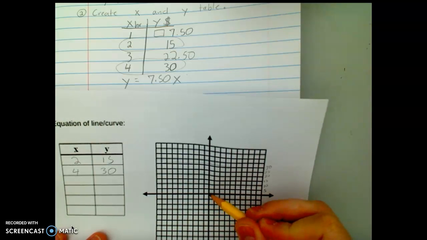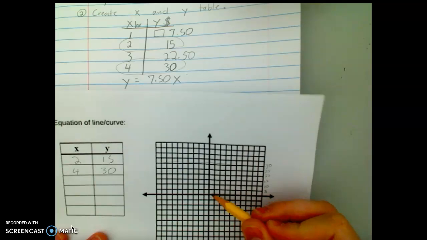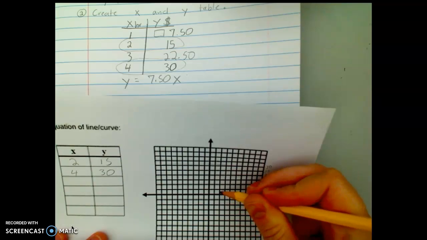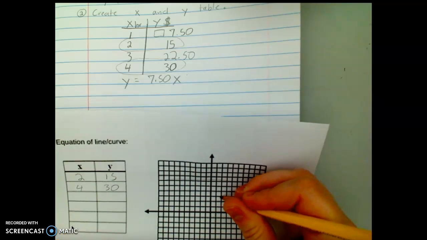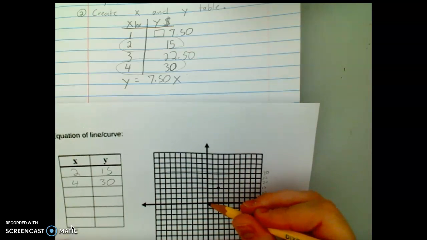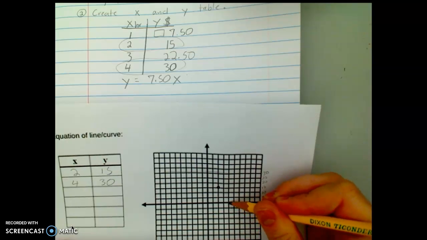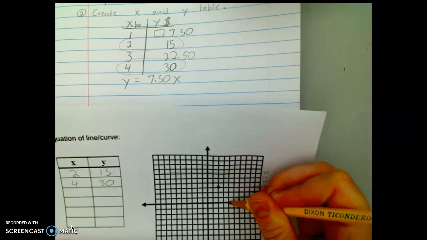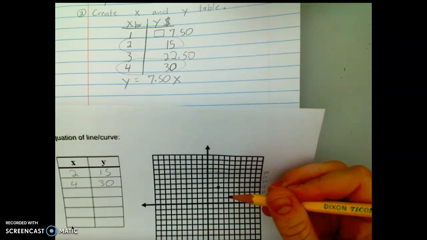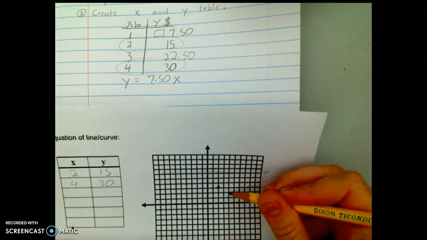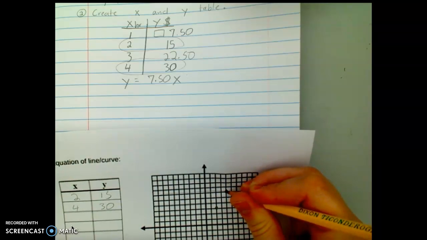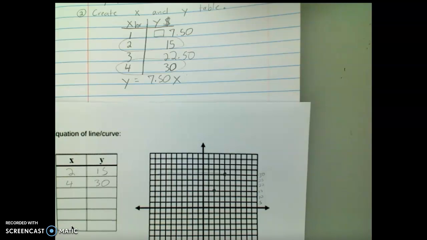Start my pencil at 0, 0. I'm going to move 2 in the X direction, and I'm going to count by 5s, 5, 10, 15, right there. Then I have 4. I'm going to move over 4. 1, 2, 3, 4. And I want to go up 30. We're counting by 5s. 5, 10, 15, 20, 25, 30. There we go. It's been a while since we've counted by 5s. I had to remind myself.